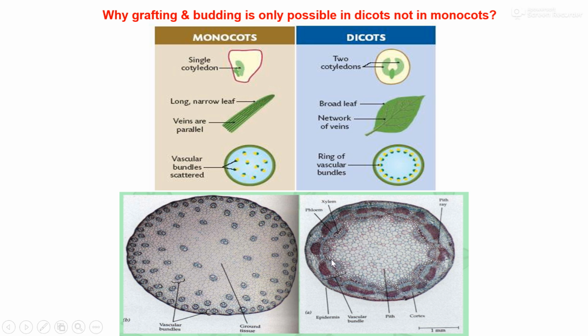While in the case of a dicot, the vascular bundles are in the form of a ring, in or near the phloem, and this ring of vascular bundles is considered as the cambial layer. So the cambial layer of the two different plant parts, like the cambial layer of the rootstock and the cambial layer of the scion, can be united through the union and grow into a new plant. So that's why grafting and budding are only possible in a dicot and not in a monocot.